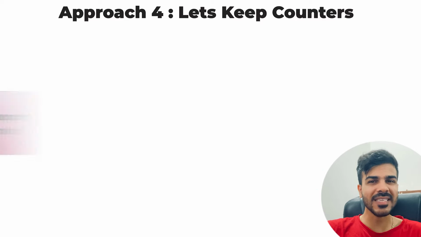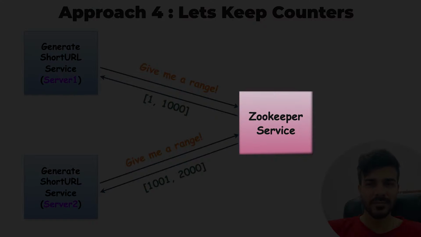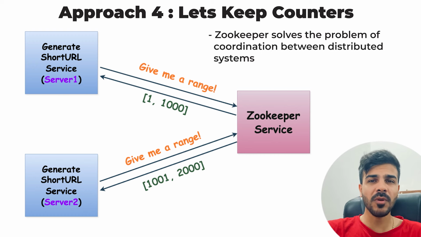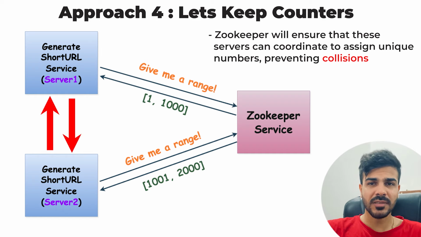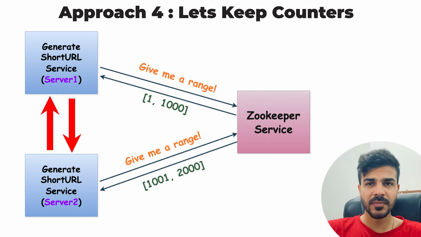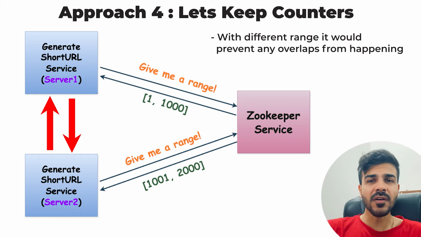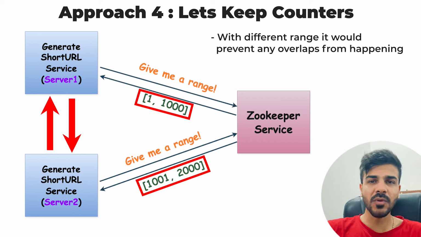This is precisely where Zookeeper comes in. Zookeeper solves the problem of coordination between distributed systems, in this case between these distributed servers. Zookeeper will ensure that these servers can coordinate to assign unique numbers, preventing collisions. Effectively, it would give a different range to each of these servers, and therefore it would prevent any overlaps from happening.